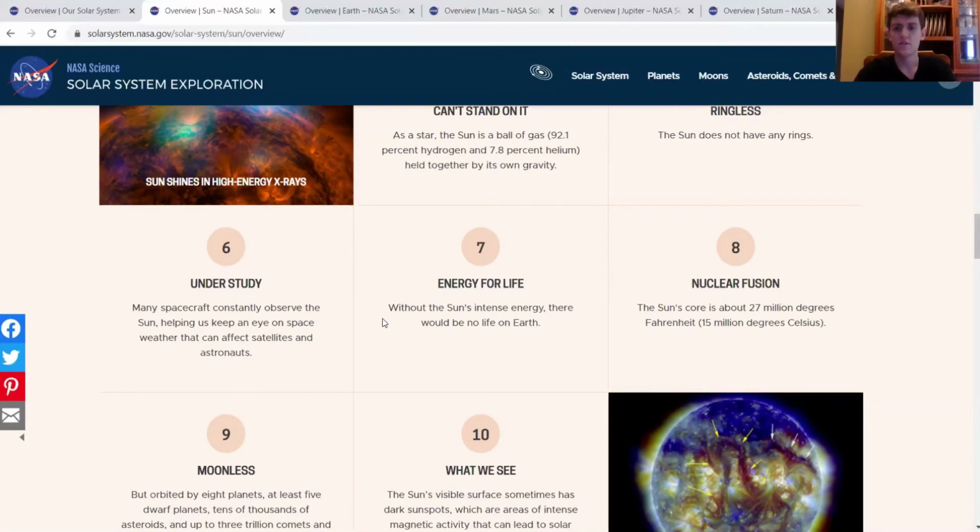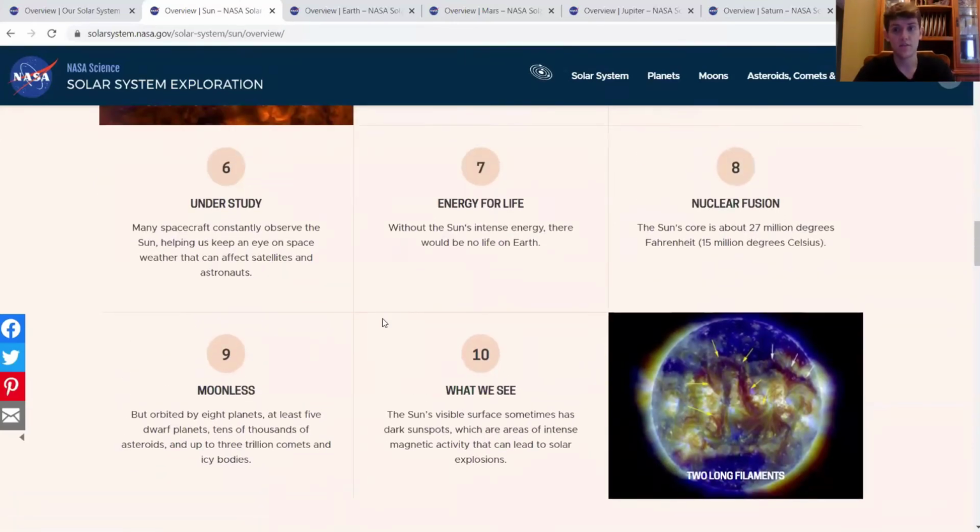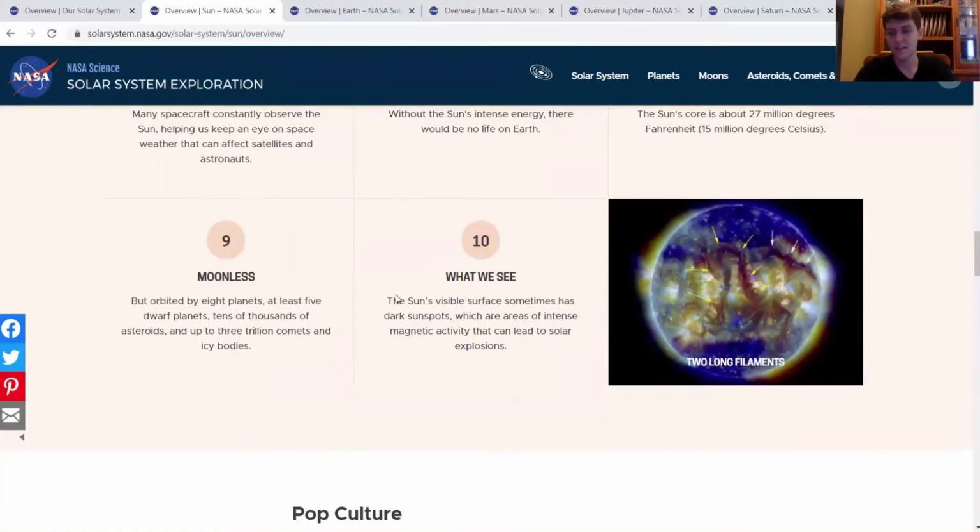Nuclear fusion. The sun's core is about 27 million degrees Fahrenheit, or 15 million degrees Celsius. Now that's really hot. As you can tell, if you live in Miami, even though we're so far, we can still really feel a lot of that heat, and it's pretty hot. So imagine getting even close to that. We'd get quite the tan going on there.